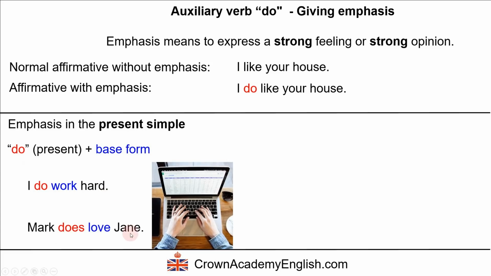Mark does love Jane. Okay, so we have the verb do in the present, the base form of the verb, and this is simply an adverb. And here we have Mark does love Jane. Notice it's not "does loves Jane." This is the base form, so we don't say loves here, we say love. So it's the base form of the main verb.